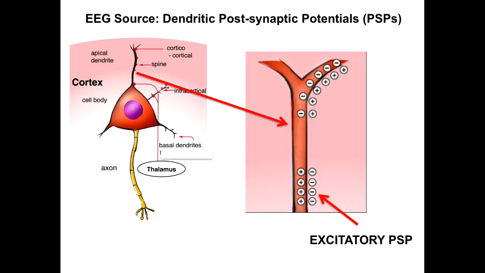So here's a pyramidal cell in your cortex. It's got a cell body, it's got an axon communicating somewhere, and it's got a dendrite. The dendrite's shaft is where the action is. And we don't need to get into the details of exactly the sub areas of the dendritic shaft. We're going to take that dendritic shaft and move it right over here.